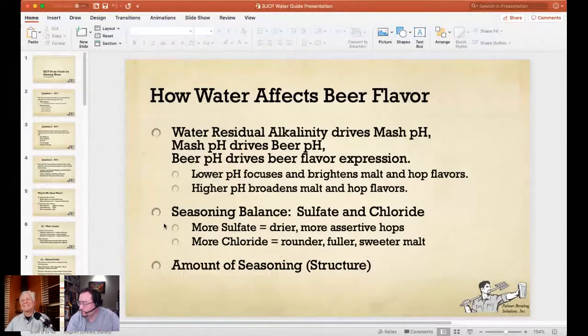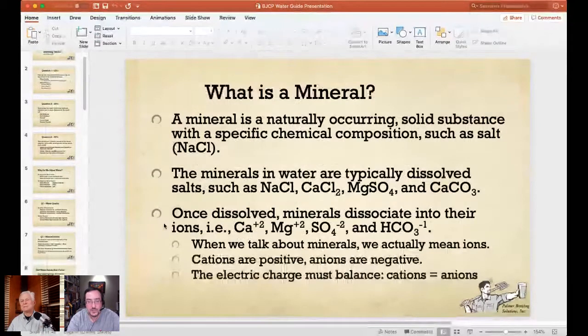So let me back up. I should have moved this particular slide a little higher up in the order. What is a mineral? Well, a mineral is any naturally occurring solid substance with a specific chemical composition, such as table salt, sodium chloride. And the minerals in water are typically dissolved salts, such as sodium chloride, calcium sulfate, magnesium sulfate, and calcium carbonate.